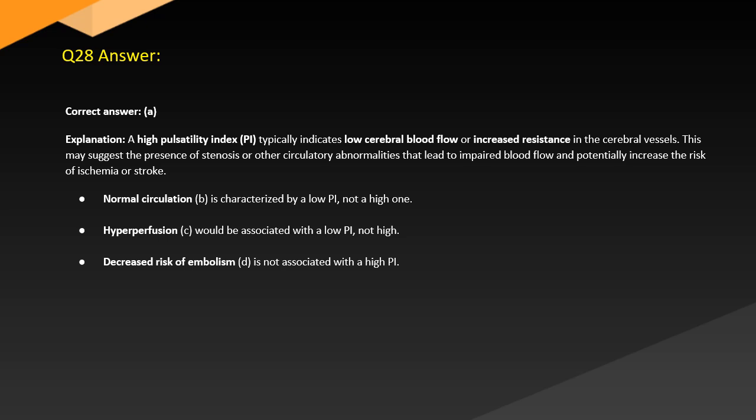Answer. Correct answer: A. Explanation. A high pulsatility index, PI, typically indicates low cerebral blood flow or increased resistance in the cerebral vessels. This may suggest the presence of stenosis or other circulatory abnormalities that lead to impaired blood flow and potentially increase the risk of ischemia or stroke. Normal circulation, B, is characterized by a low PI, not a high one. Hyperperfusion, C, would be associated with a low PI, not high. Decreased risk of embolism, D, is not associated with a high PI.